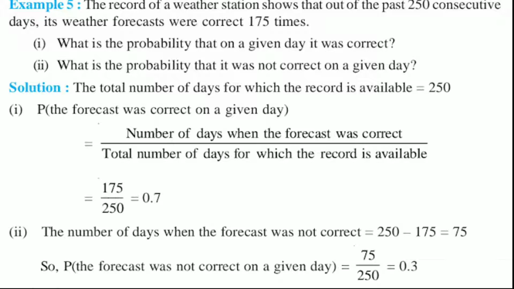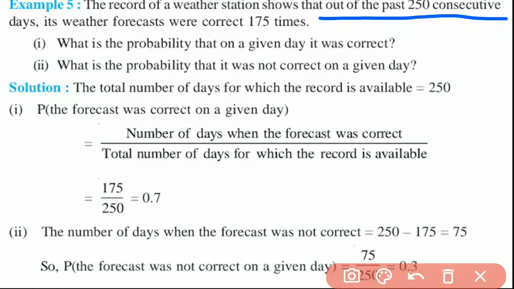Example 5, the fifth example: a weather station has a record of the past 250 consecutive days. Daily they record the forecast, and the forecast was correct for 175 days. Out of 250 days in total, on 175 days whatever the instrument predicted was correct. That is the frequency given, 175.